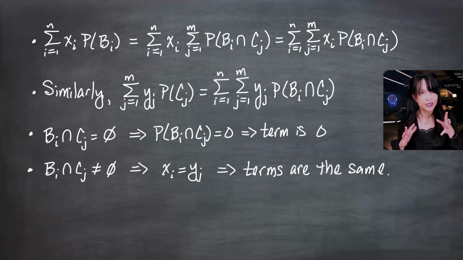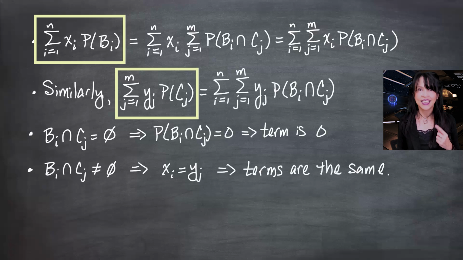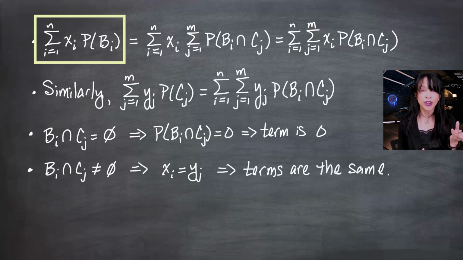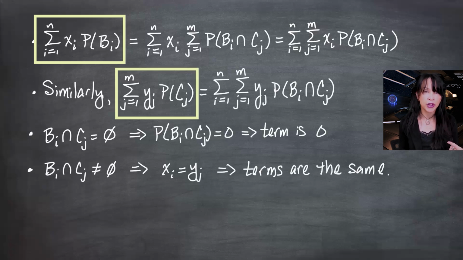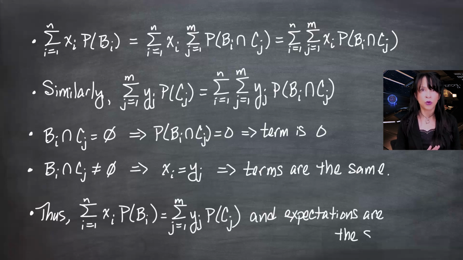And if the ijth term, this set does not have empty intersection, the coefficients are going to be identical. And so the terms are going to be the same there as well, and run through all n times m terms. And you've seen then that this is equal to this. Therefore, this is equal to this. This is the expectation under the B partition. This is the expectation under the C partition. And this proof did not use the fact that one of the partitions was a subpartition of the other.